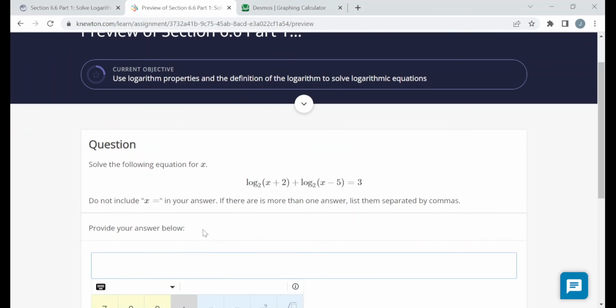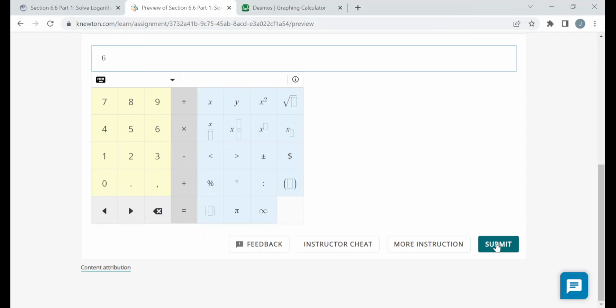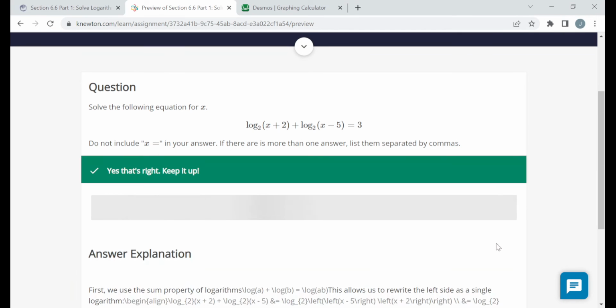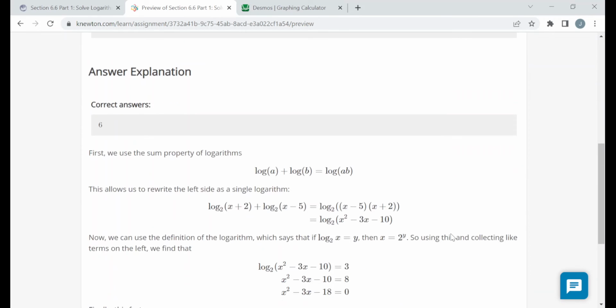Now, because these last two examples had an extraneous solution, doesn't mean it's always going to happen. You may come across questions where there are two solutions. Just make sure you're checking them. Okay, good.